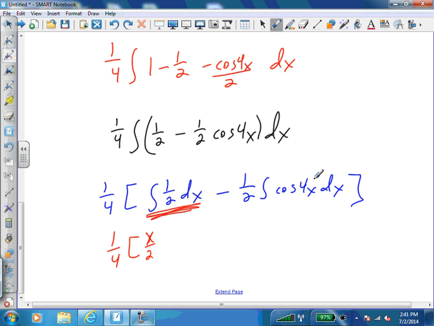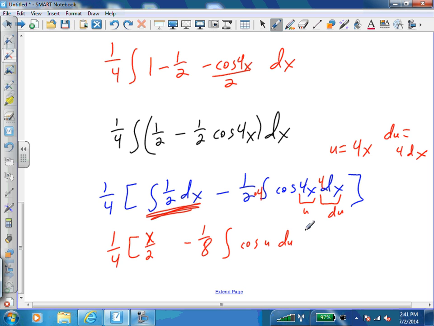How do we integrate this? Yeah. So u is 4x. So what's du? 4 dx. So we've got cosine u. We need du, so what are we missing? The 4. So that's du. So if I put a 4 there, we've got to put a 4 on the bottom out front. So minus 1/8 the integral of cosine u du.